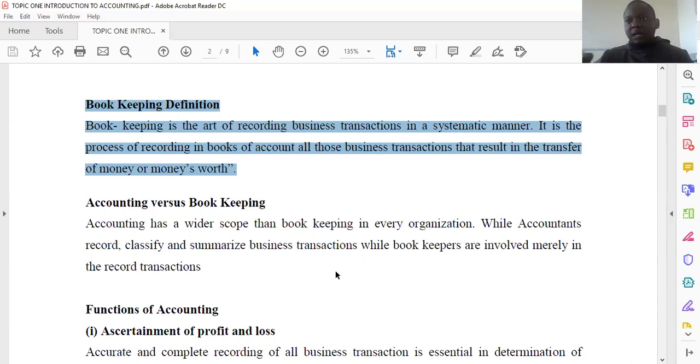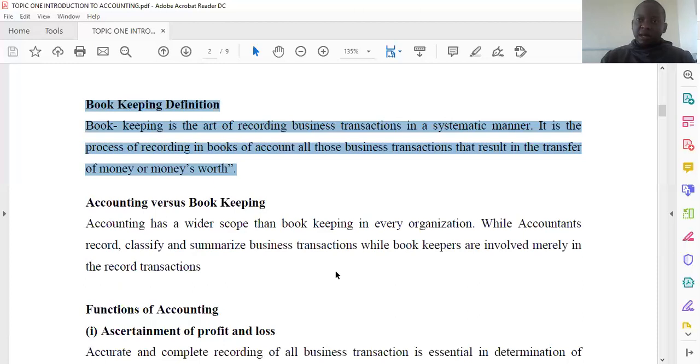Just that. Kuandika tu, kurecord. So the transaction takes place, they note it down in the books of accounts. They put it in the ledger, they prepare the source documents like the invoices, the cash sales and receipts and so on. So that's the work of a bookkeeper, merely to record. The bookkeeper doesn't summarize, doesn't classify, doesn't report the impact of transactions on the financial performance and position of the business.